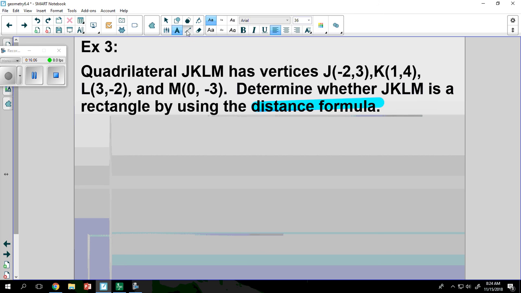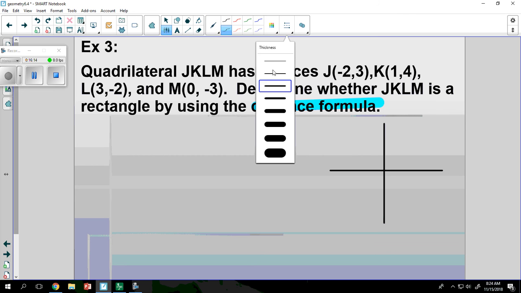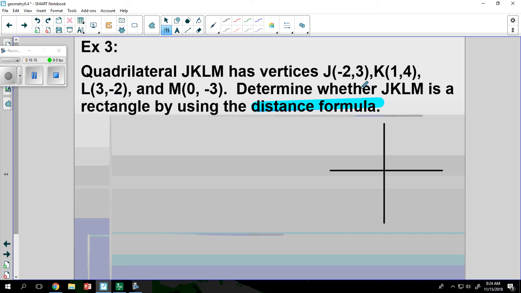So first step, we are going to graph this. So sketch a coordinate plane. And we're just going to plot the points. So I've got J at negative 2, 3. So negative 2, positive 3, there's J. K at 1, 4. L at 3, negative 2. And last, M at 0, negative 3. So right there on the y-axis. So then do your best to connect that.